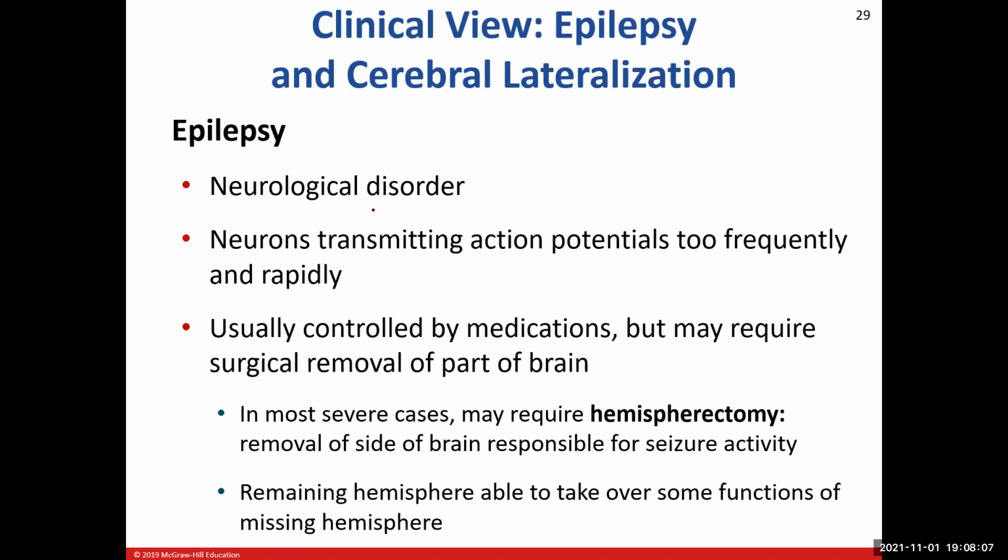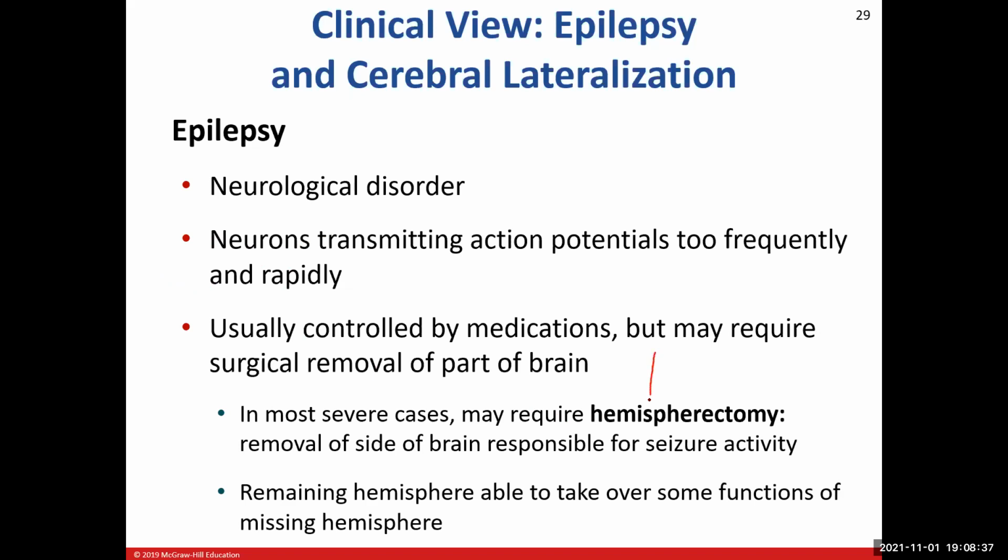And so now we have developed some wonderful drugs that will help to dampen the transmission of those action potentials. But in some more severe cases, we have to remove a part of the brain, and that is going to require, and it really depends on how bad it is, the removal of a certain area there.